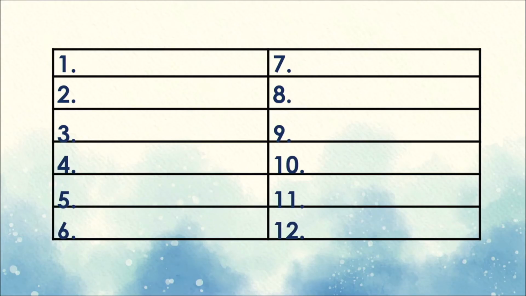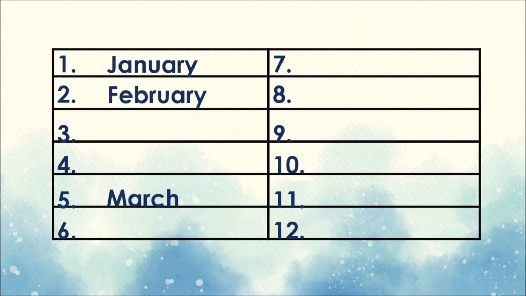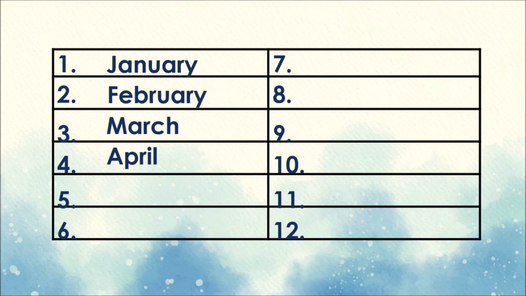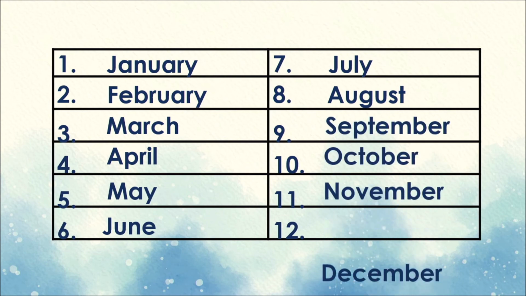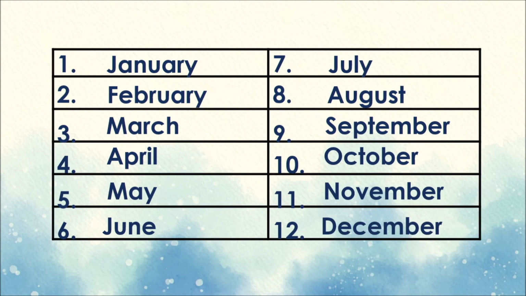So these are the months of the year in correct order. Of course, the first one is January, February, March, April, May, June, July, August, September, October, November, and December. So that is the order of the 12 months of the year, the correct order of the 12 months of the year.